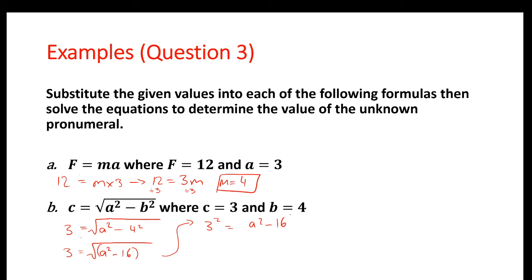To remove that square root, I square both sides. That gets rid of the square root on the right and leaves me with 3 squared on the left. So I get 9 is equal to A squared minus 16. The opposite of minus 16 is plus 16, so I'm going to add 16 to both sides.